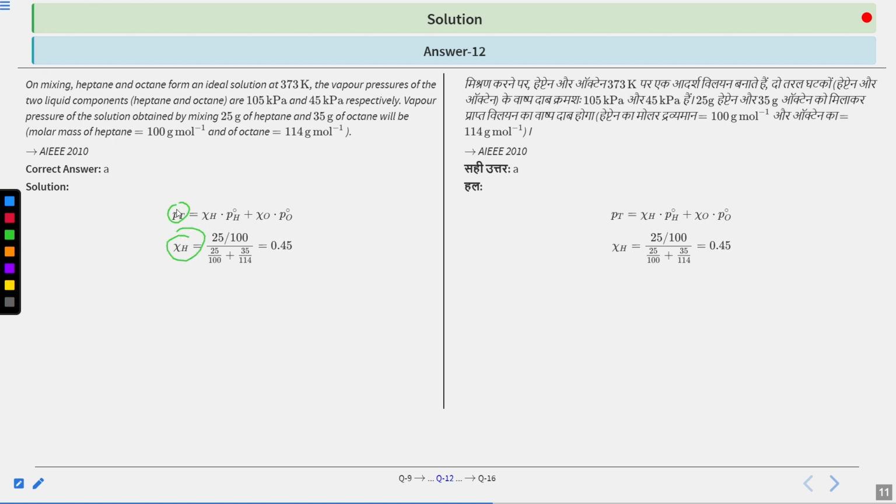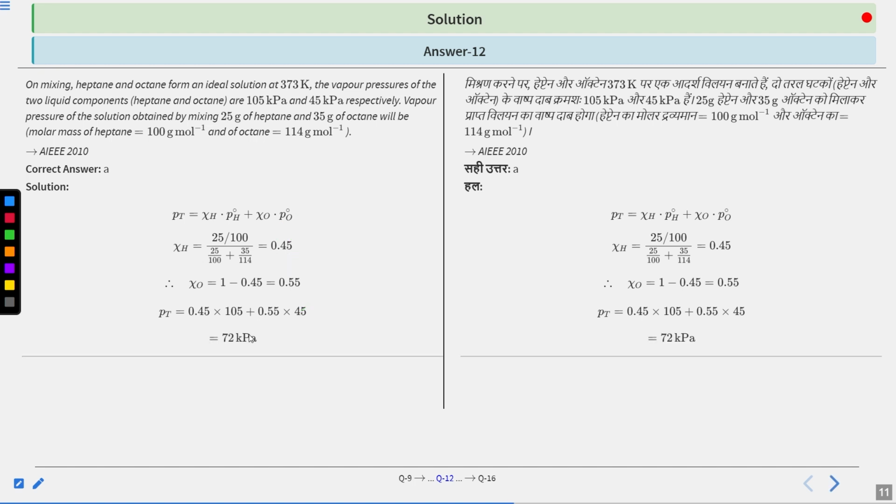Now, chi_h can be calculated further. Very simple: 25 by 100, divided by 25 by 100 plus 35 by 114. How have we calculated it? Because the mass was already given, we divide it by the molar mass, and to calculate the total moles we do the same thing. That gives us 0.45. Chi_o is simply 1 minus 0.45, that is 0.55. So we know the mole fraction of each. We put it back in this equation, and that will give you the P total, which is 72 kilopascal. Is this question clear to you? Now moving on to the next question.